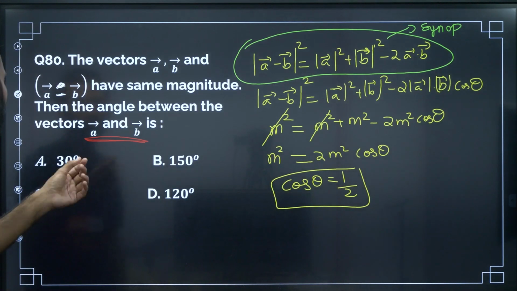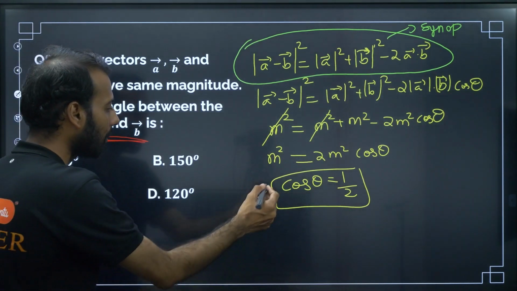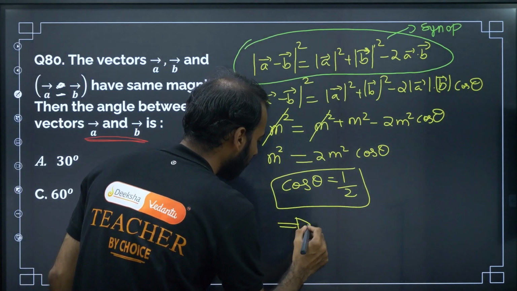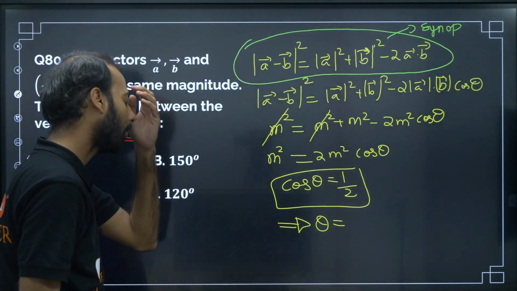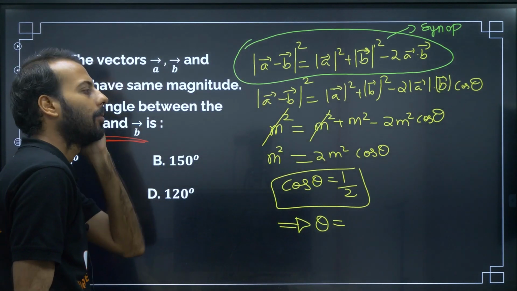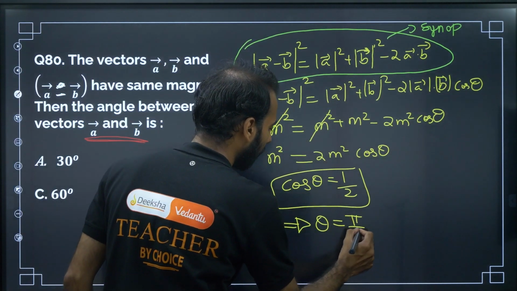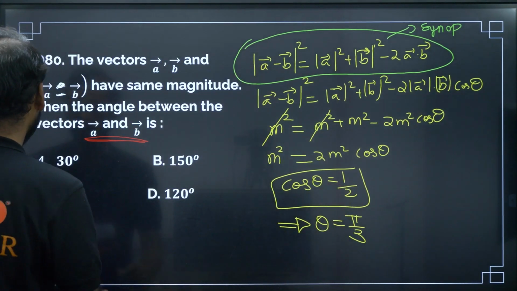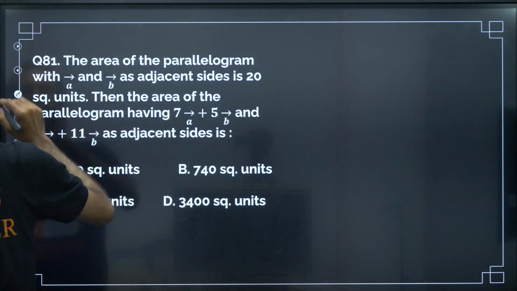Then the angle between A and B: if cos theta is 1 by 2, which implies theta is equal to pi by 3. Is there any option with pi by 3? C is the answer. Moving on to next question.